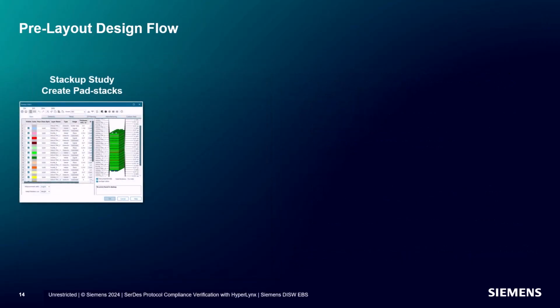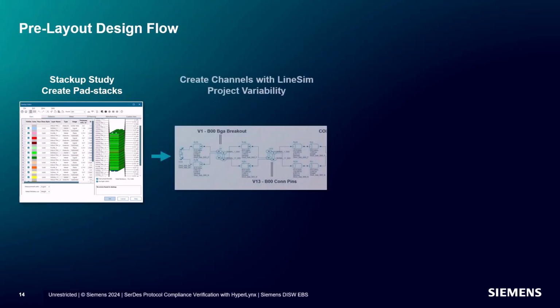The pre-layout design flow starts with a stack-up study and definition using Z-Planner. Different materials and arrangements are considered to achieve design goals. Next, we use LineSim to create pad stacks, vias, and a channel topology. We can use swept parameter analysis to optimize trace geometries and spacing for our serial links.